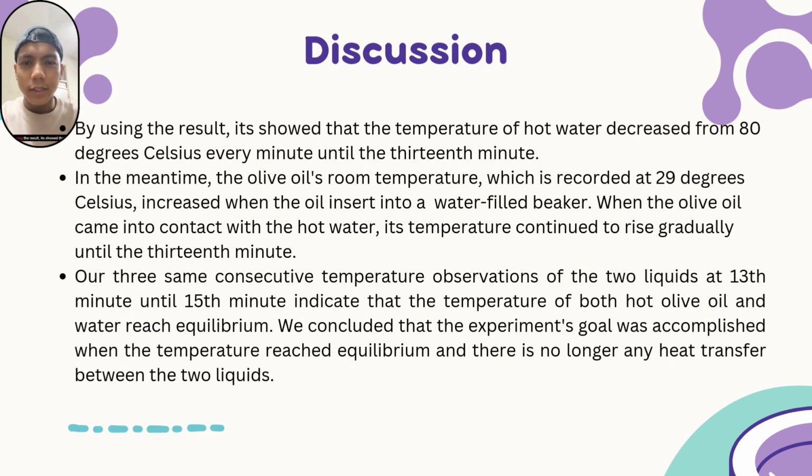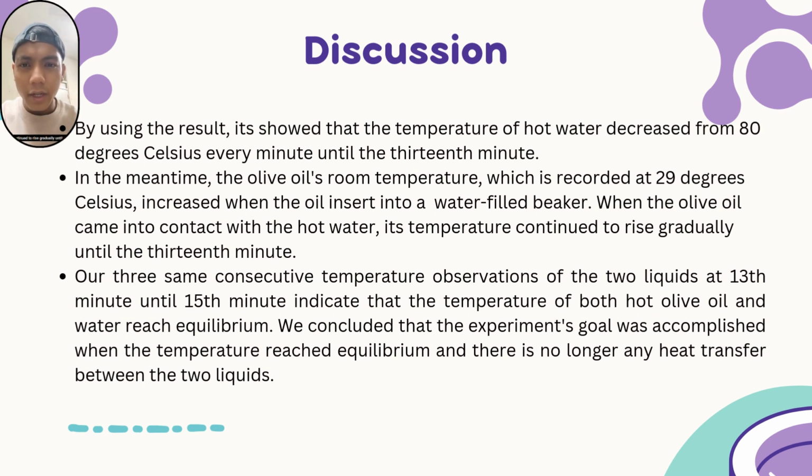By using the result, it showed that the temperature of hot water decreased from 80 degrees Celsius every minute until the 13 minute. In the meantime, the olive oil room temperature, which is recorded at 29 degrees Celsius, increased when the oil inserted into the water filled beaker. When the olive oil comes into contact with the hot water, its temperature continues to rise gradually until the 13 minute. Three same consecutive temperature observations of the two liquids at 13 minutes until 15 minutes indicate that the temperature of both olive oil and water reached equilibrium.